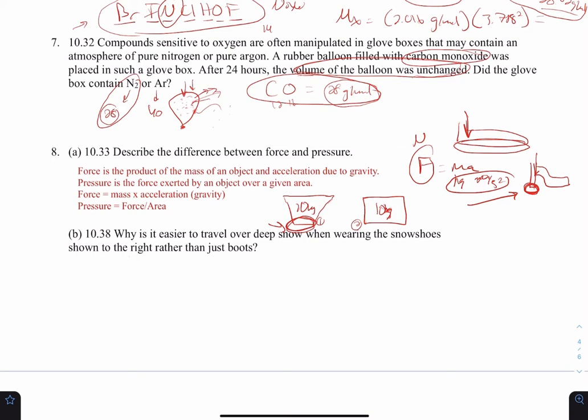We end up getting an equation that looks like this. Pressure is equal to force over area, okay? So as force increases, obviously your pressure increases, but as area increases, your pressure decreases.